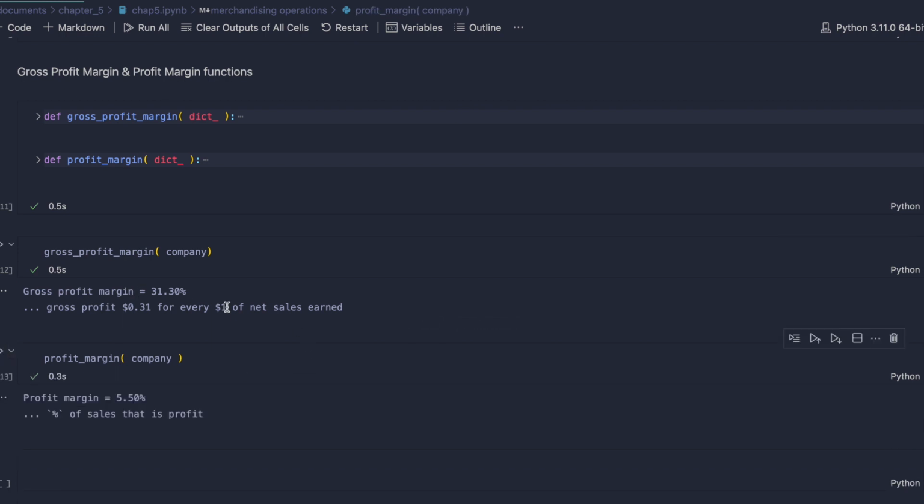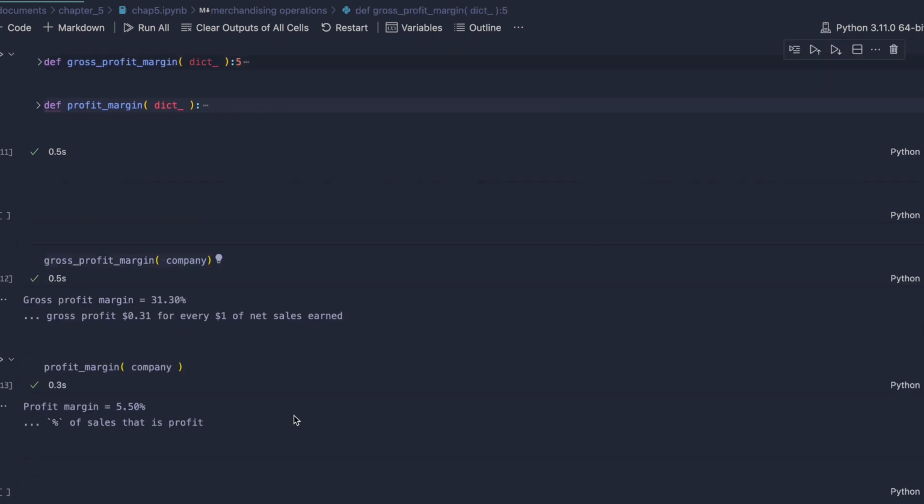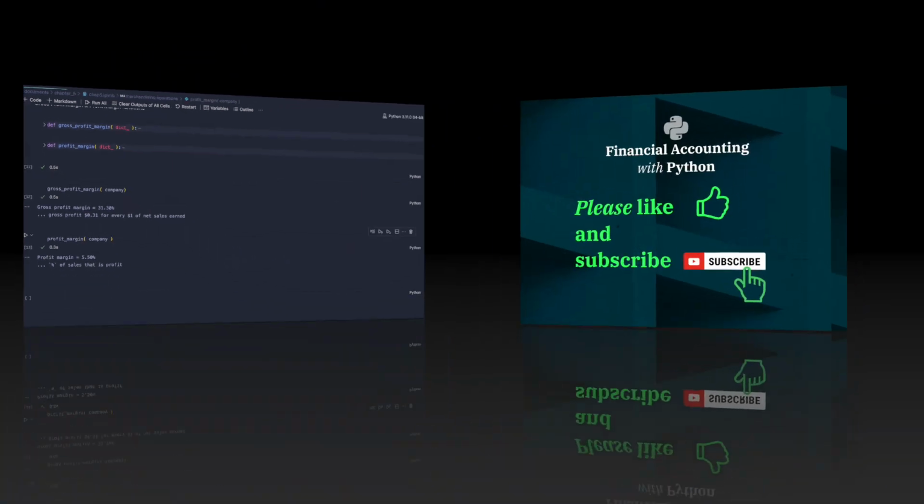Gross profit margin equals 31.3%. Gross profit is 31 cents for every $1 of net sales earned. Profit margin equals 5.5%, the percentage of sales that is profit. I will show you how to make these calculations.